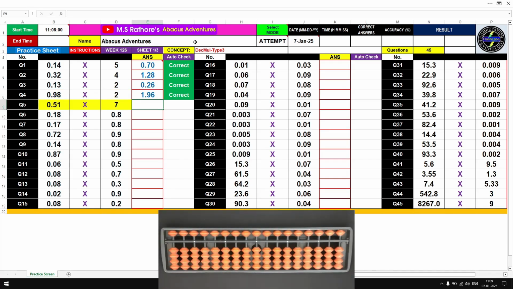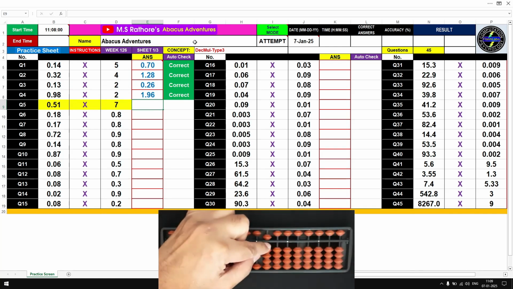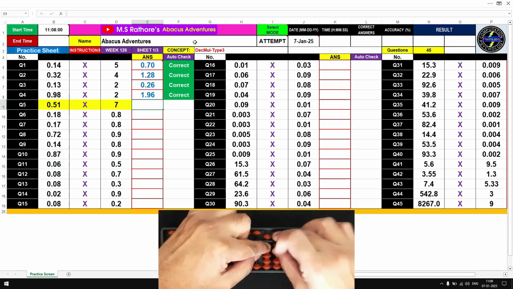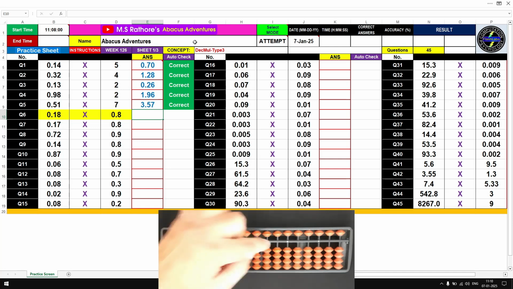Question number 5, 0.51 multiplied by 7. Let's place the finger on rod number 1. 7 fives are 35, shifted, 7 ones are 7, and the answer is 3.57. Question number 6, 0.18 multiplied by 0.8. So there is a 0 in the integral part of the multiplicand, and there is another 0 in the integral part of the multiplier. So 0 plus 0 is 0. So we have to begin from rod number 0 in this case.